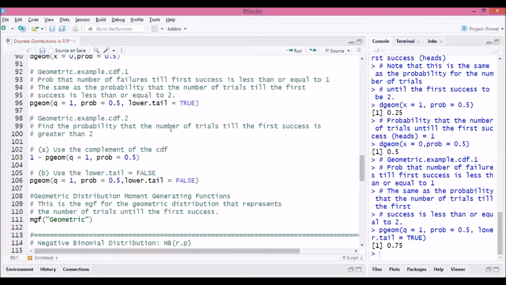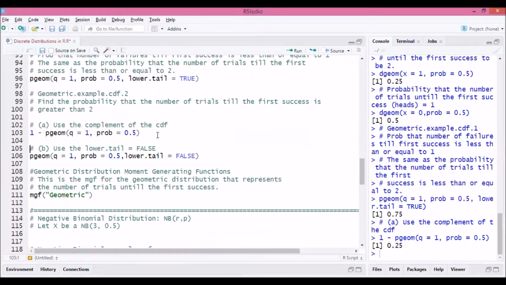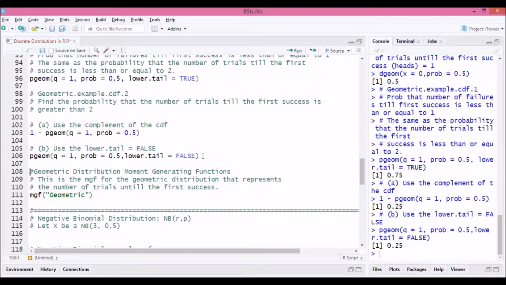Next, let's look at the upper tail of the probabilities. So we can always just use 1 minus the probability that x is less than or equal to 1, which is 0.25, and we see that 0.75 and 0.25 sum to 1 because these two events are complements of each other. Or we can just use the argument lower.tail and set it equal to FALSE. Then we'll get the probability that the random variable x is greater than 2, which is 0.25.